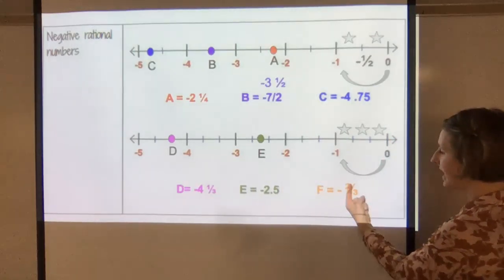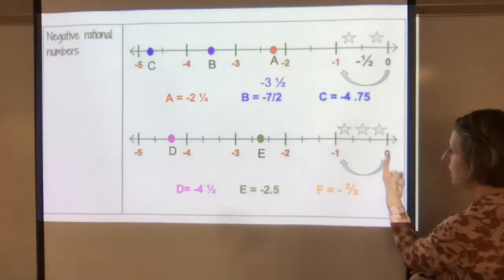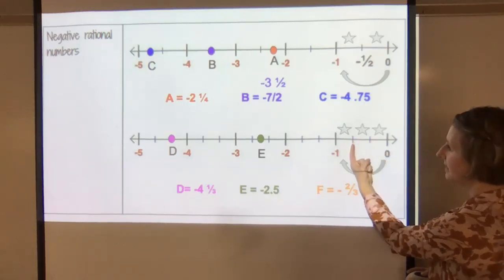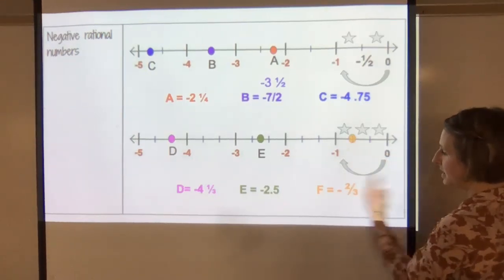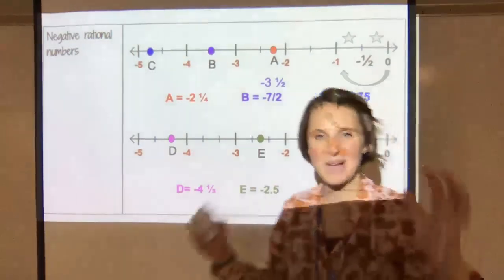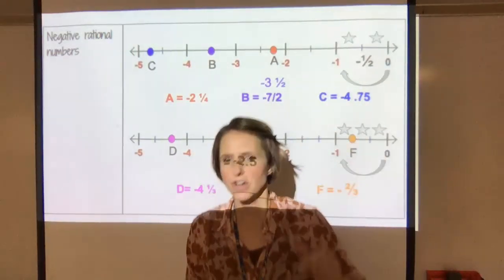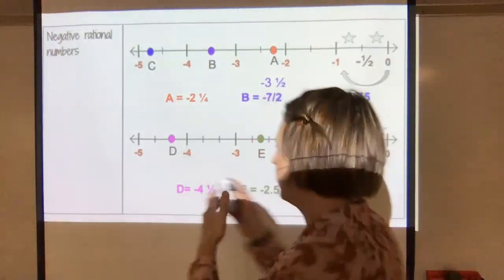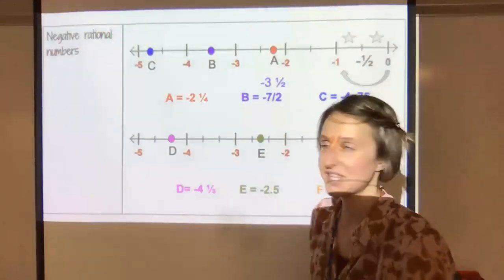Point F, we have to find -2/3. So here's 0, here's -1/3, here's -2/3. So I'm going to label that point F. Using our benchmark fractions of 1/2, 1/4, 1/3 to help us locate rational numbers on a number line.